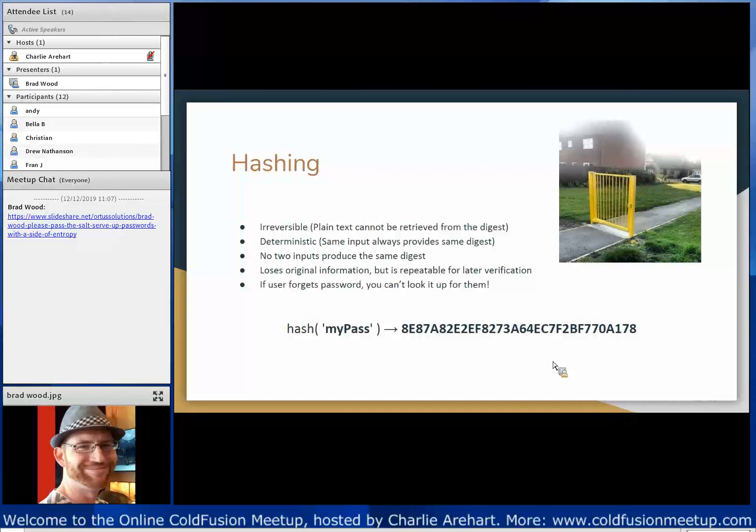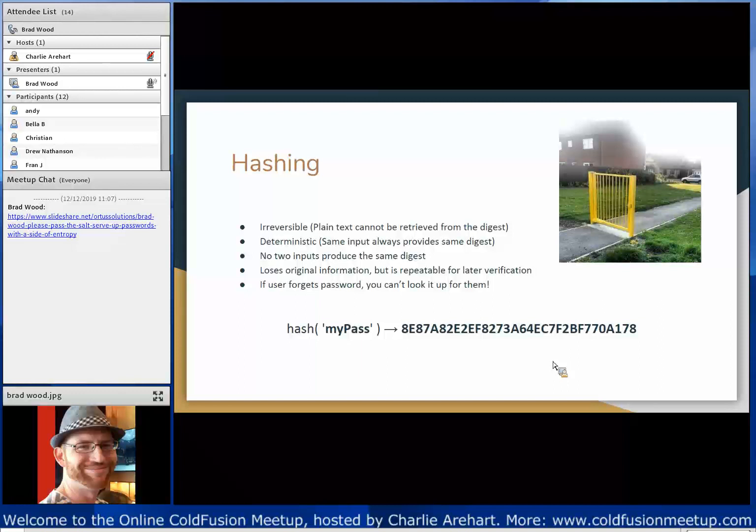So when a user logs in, they give you their plain text password in the password field. You hash that using your hashing algorithm, and you compare the digest to what you have in the database. So you don't ever need to have their plain text password. That means if the user forgets the password, you can't look it up for them. You just can't.